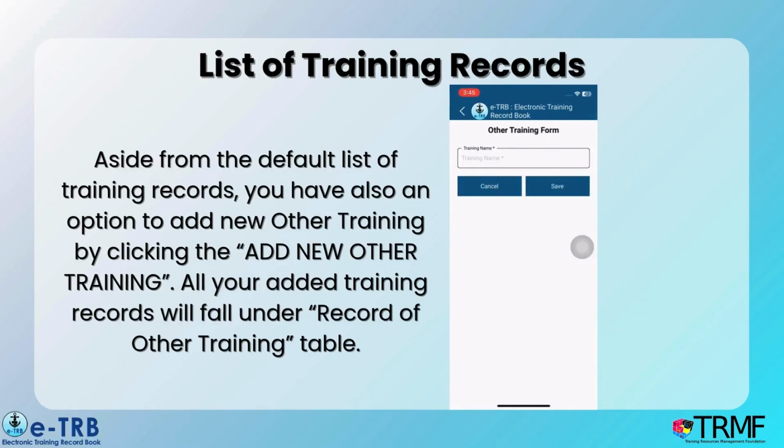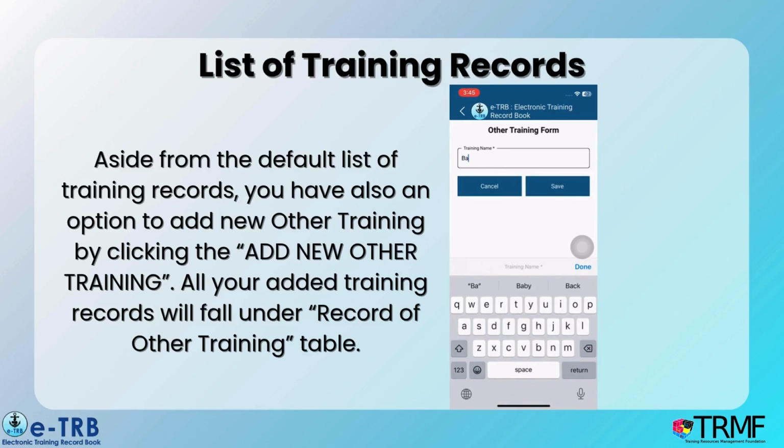Aside from the default list of training records, you also have an option to add new other training by clicking the Add New Other Training. All your added training records will fall under the Record of Other Training table.